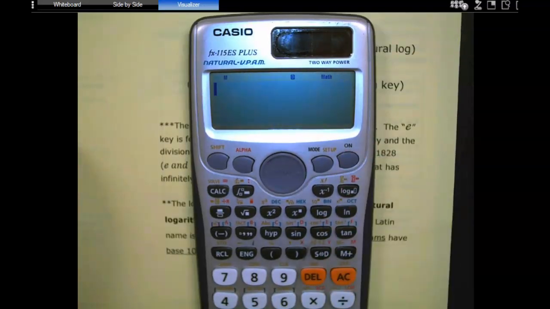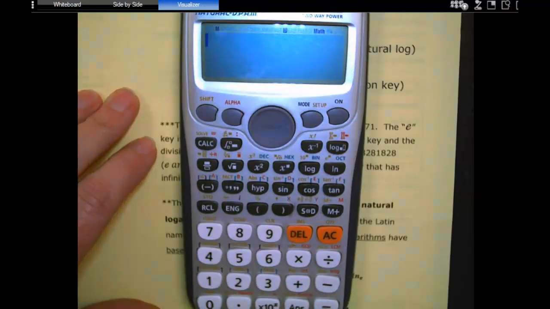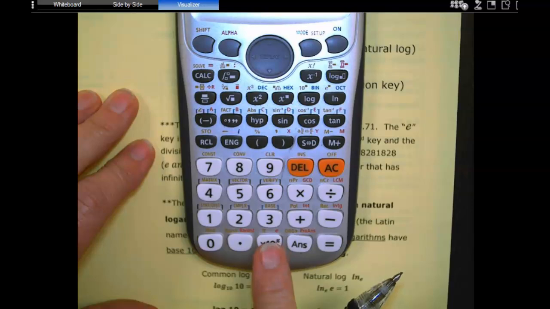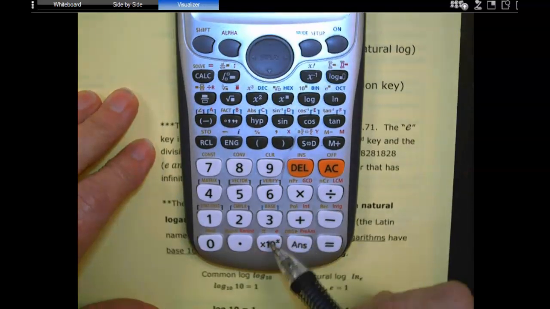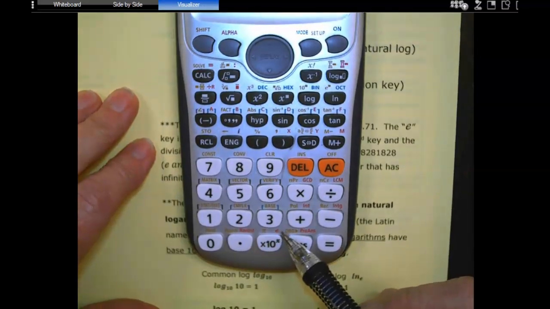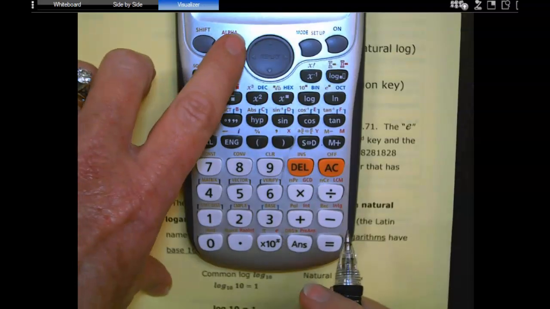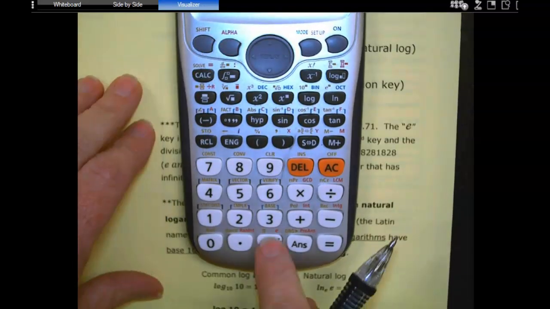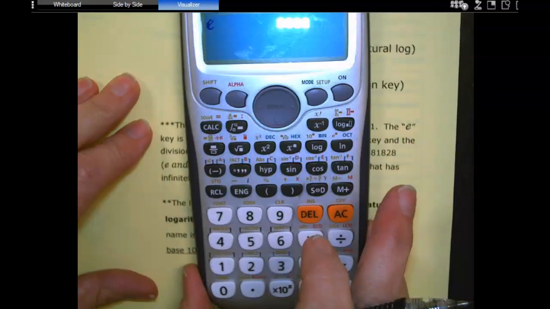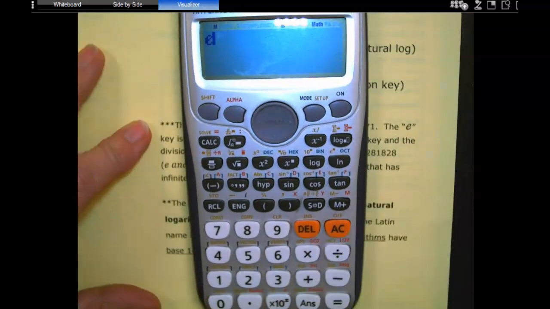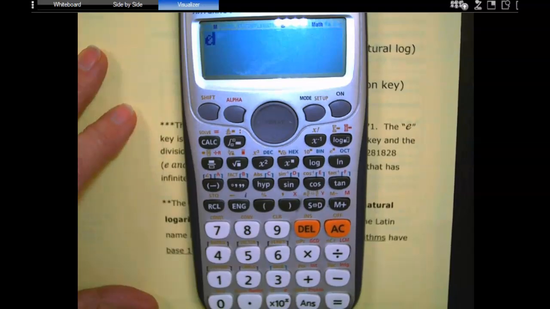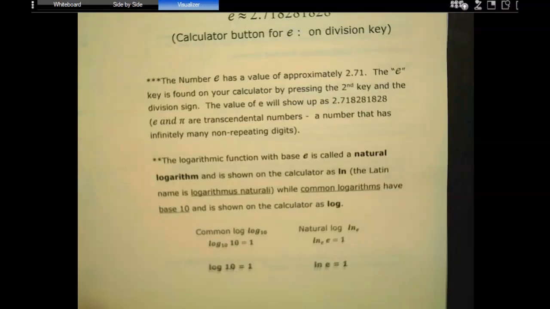If you just need the letter E, it's all the way at the bottom. And if you look, it's right here and it's red. So you would push the red button instead of the yellow button to get just the E. Does everybody see that? Okay.